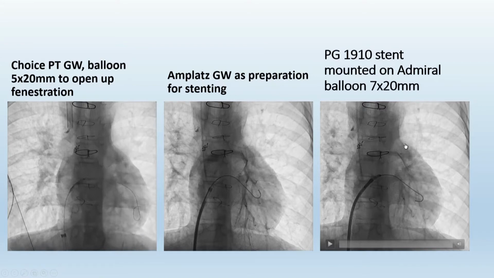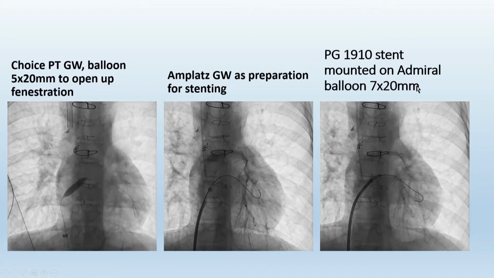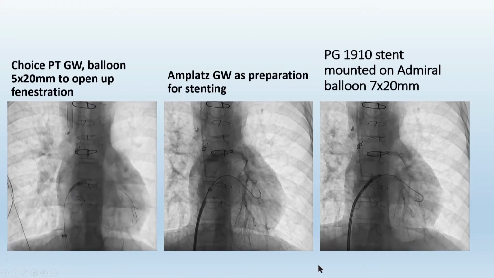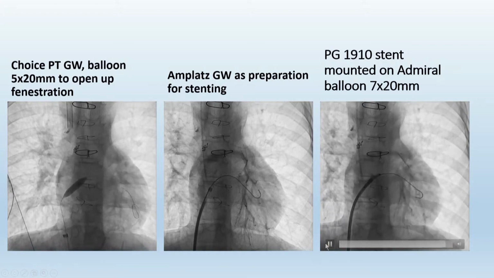At this time, we don't have the Cook Formula stent. I think we have a problem with the suppliers of the Cook Formula stent. So what we have is only the 1910 PG stents, which are mounted over an Admiral balloon of 7 millimeter diameter. All right, so you can see the distal part of the stent.